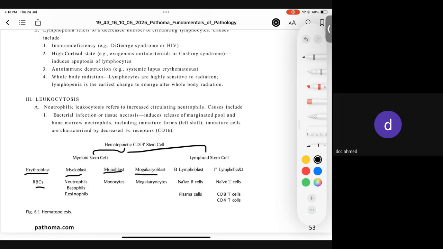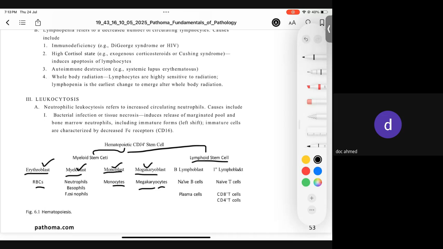Then we have the megakaryoblast, right? Megakaryoblasts are immature platelets. Once they mature, they are going to be broken down into pieces and converted into megakaryocytes, which further are going to give you your platelets, right? So this is basically your myeloid lineage. Keep one thing in mind: all of the blasts mentioned here are immature cells, while the cytes are mature, right? Cytes and blasts, you should know the difference, right?